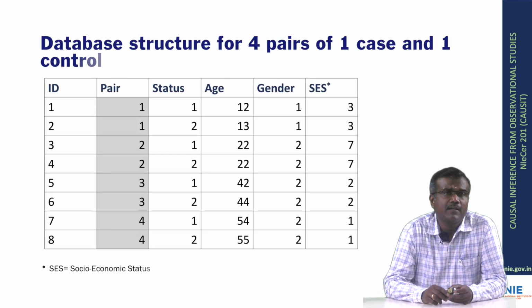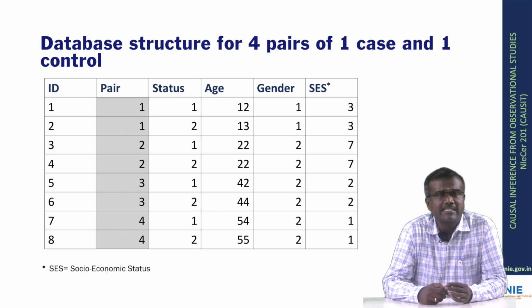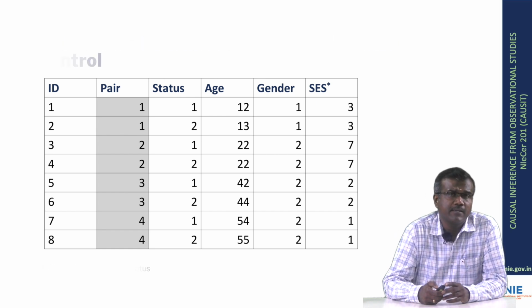For example, in this slide you can see that there are 4 pairs of cases and controls. You can see there are 4 pairs, 1, 2, 3 and 4, and each of the pairs has the case and control indicated in the column status. The variable pair is the materialized link for this matched analysis of a pair case control study.